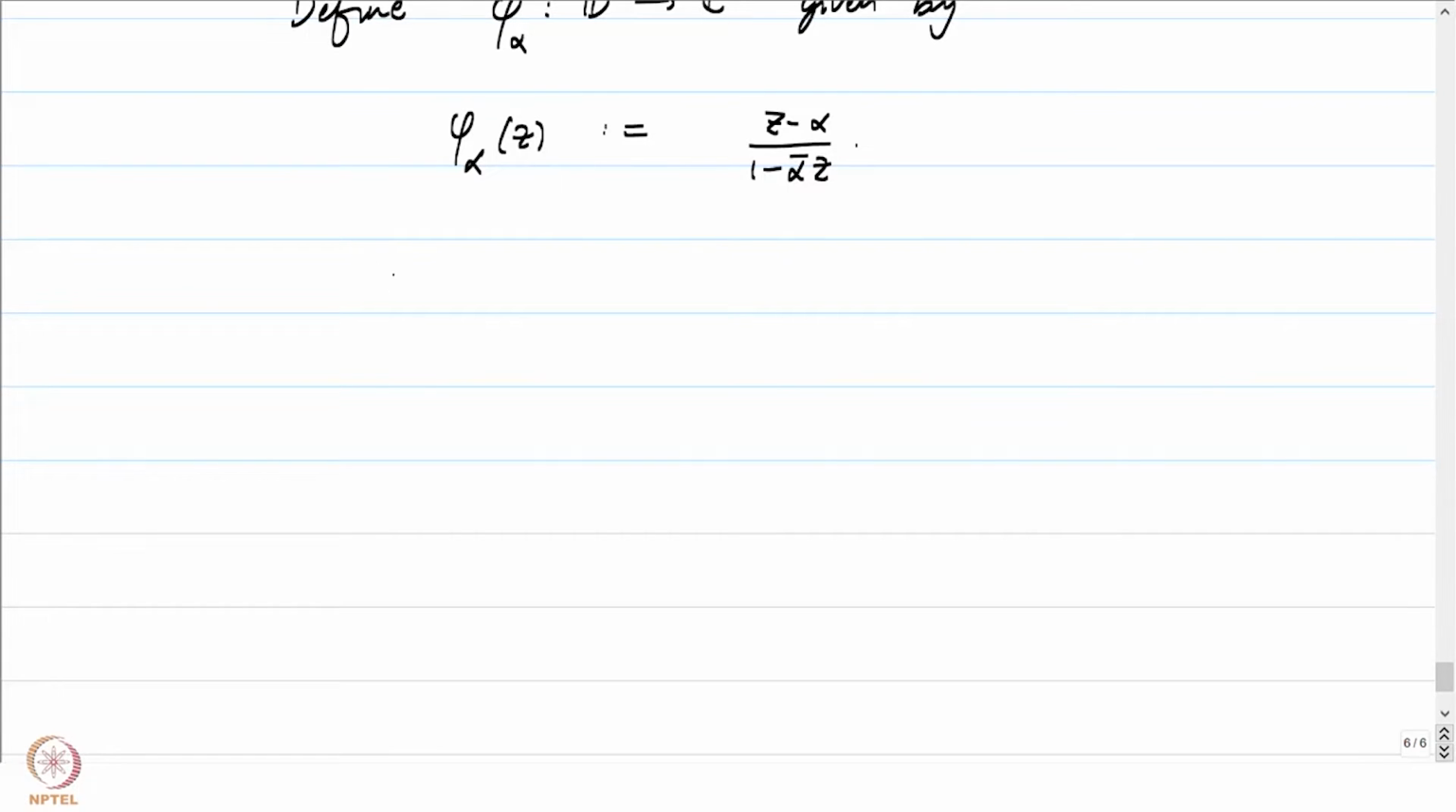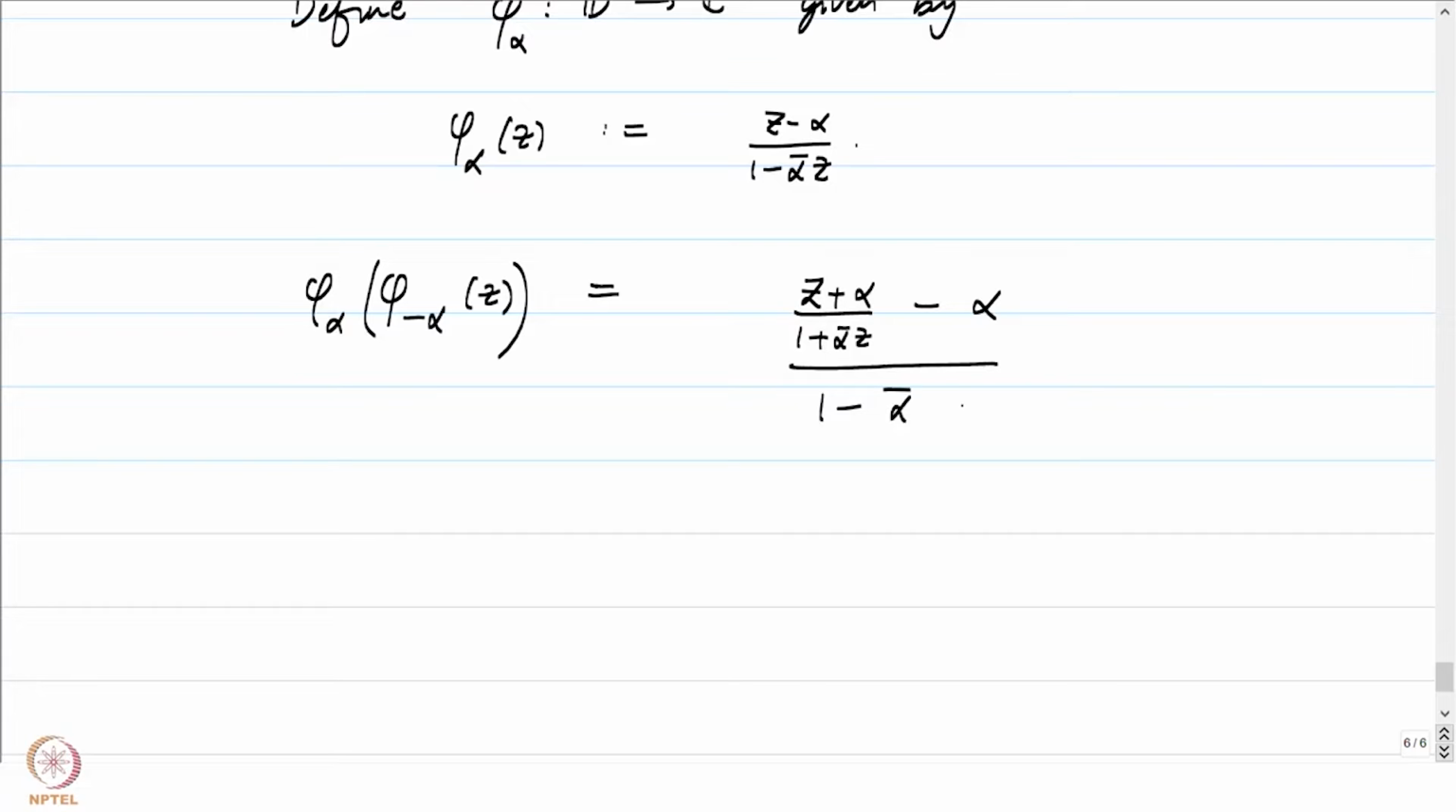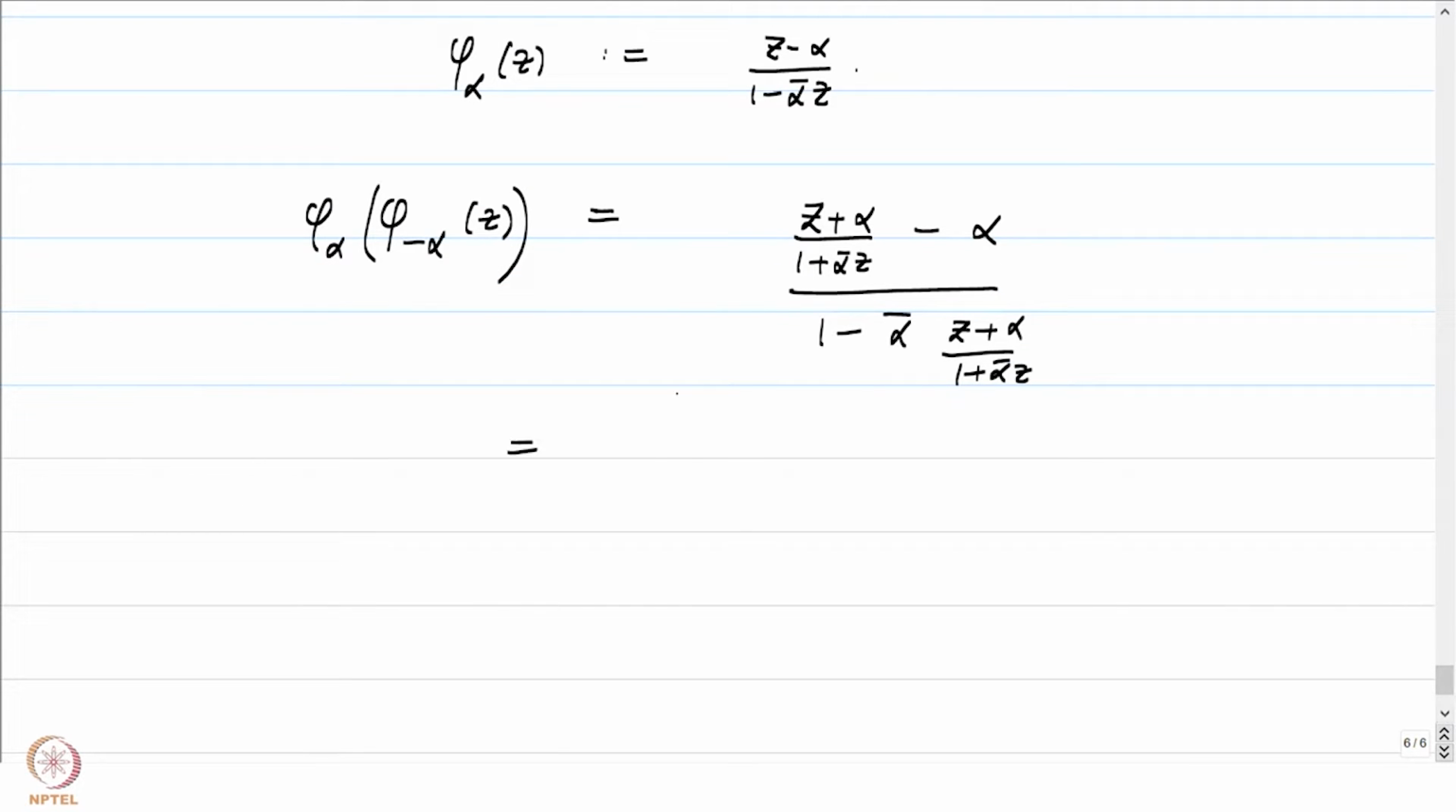We can very immediately define phi minus alpha of z and check what happens if you compose it with phi alpha of z. Phi minus alpha is defined analogously, and that's going to be equal to z plus alpha by 1 plus alpha bar z. That is precisely phi minus alpha of z, and we are composing it with phi alpha. So this is going to be z minus alpha by 1 minus alpha bar z, times z plus alpha by 1 plus alpha bar z. This is precisely the composition.